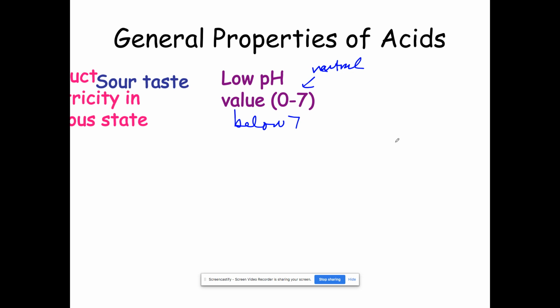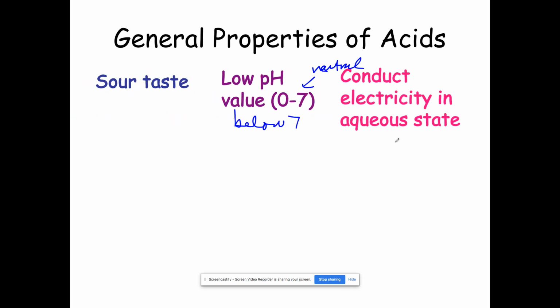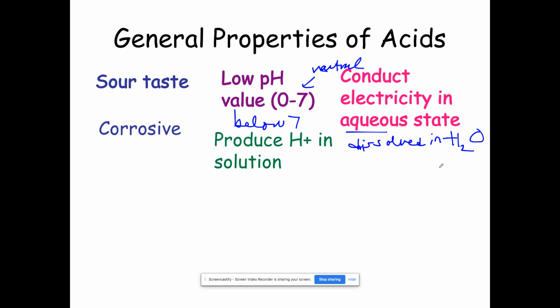Below 7, and starting at 0. They conduct electricity in the aqueous state. Do you remember what aqueous means? That means dissolves in water. So an acid isn't going to be able to conduct electricity and have those movements of the mobile ions unless you put it into water. Then we can conduct electricity. They're corrosive, they break things down. In solution, when they are breaking down into those ions, it produces H plus in solution.